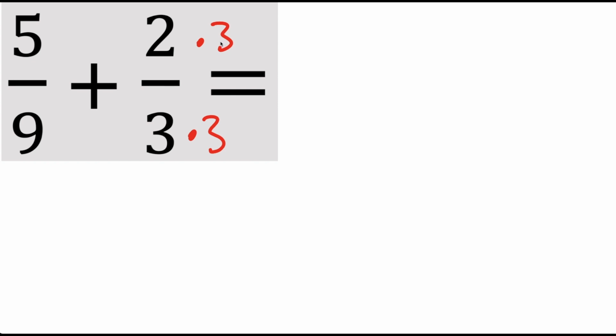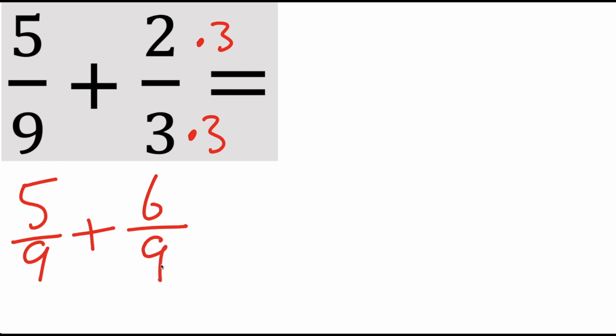And the reason we're allowed to do this in math is because 3 divided by 3 is 1, so we're not really making any changes. So we have 5 divided by 9 plus 2 times 3 is 6, and 3 times 3 is 9. And just to make sure, if I was to divide this by 3, 6 divided by 3 is 2. And if I was to divide this by 3, 9 divided by 3 is 3. So it's a match.